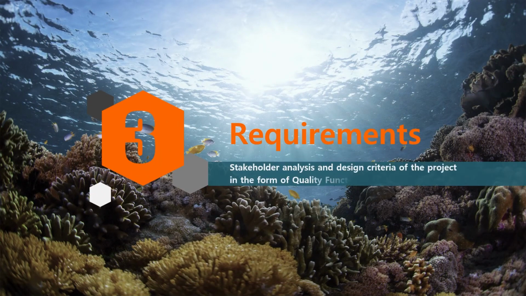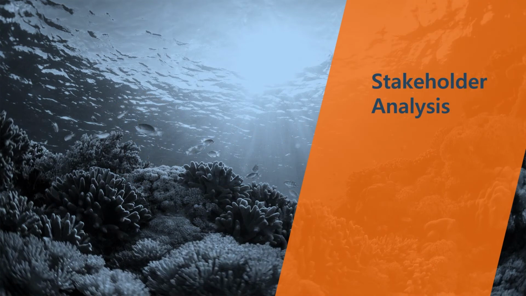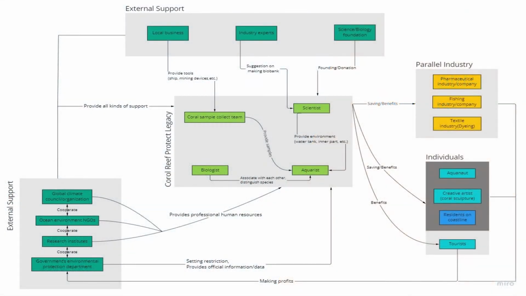3. Requirements. Stakeholder analysis and design criteria of the project in the form of quality function deployment. Stakeholder analysis. We have separated our stakeholders into 4 parts. They are external support, coral reef protect legacy, individuals, and parallel industry. And we have labeled the relations between these stakeholders by arrows. As we can see, the coral reef protect legacy and the external support show the most significant importance among the stakeholders.